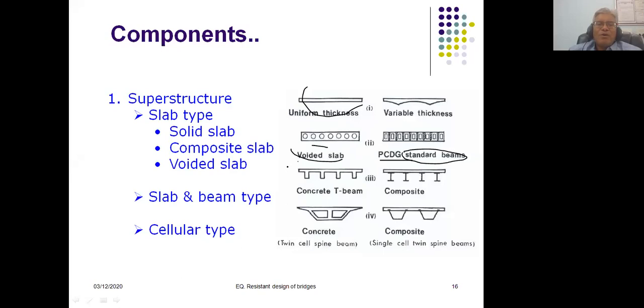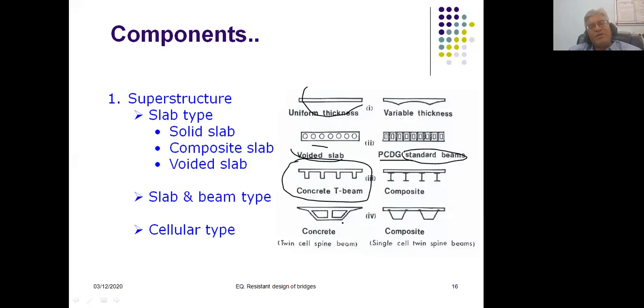Concrete: this is one of the very common types of superstructure you find in most bridges, known as the slab and beam type of superstructure, right? In reinforced concrete bridges, this is one of the very common types, and it is known as a T-beam type of superstructure.